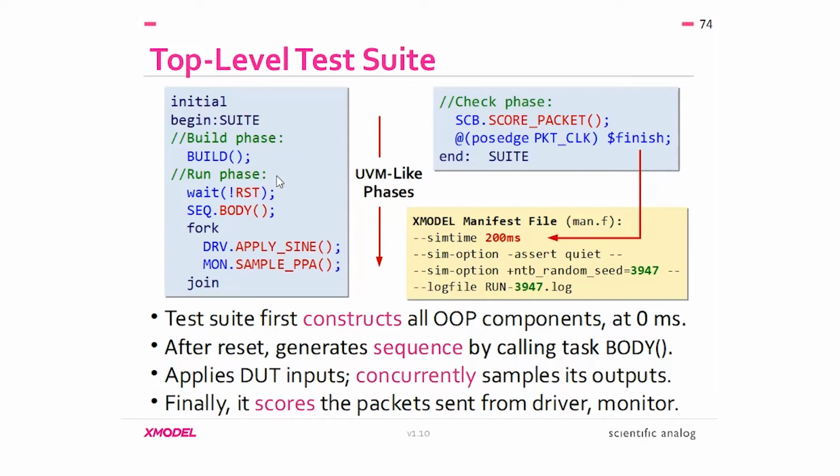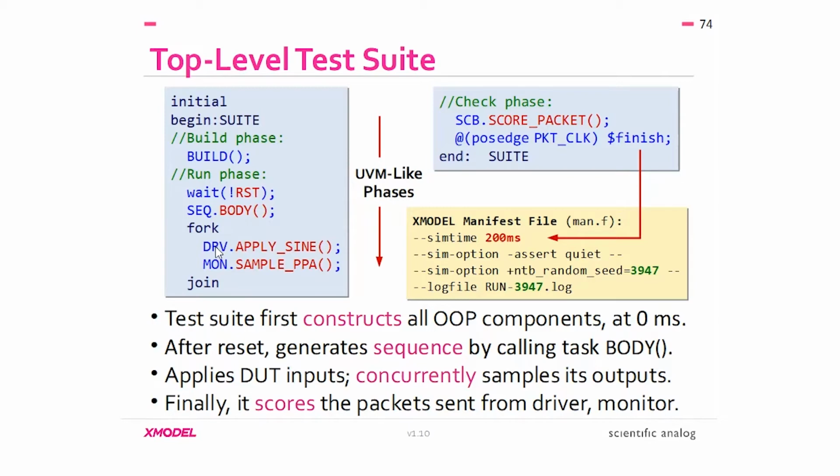The top-level block generates an active high reset pulse, and we wait for that to be over, and then we launch the body task in the sequence object. We saw that in section 3, and it generates data packets and sends them through the mailbox to the driver, ready for use. Here's where we do most of the real verification work.